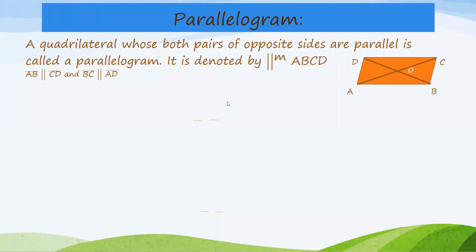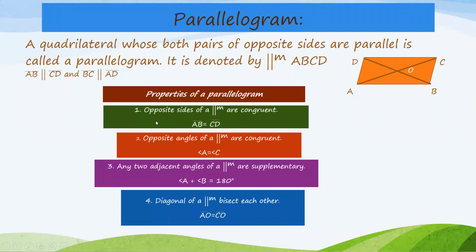So now let's discuss the properties of parallelogram. So property number 1, opposite sides of parallelogram are congruent. Okay. The first property is also the definition that the opposite sides are parallel. So if they are parallel, they are congruent too. We can say that side AB is parallel and it is also congruent to side CD, and in the same way, side BC is equal to side AD.